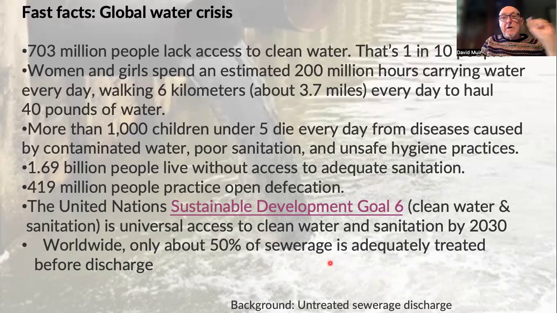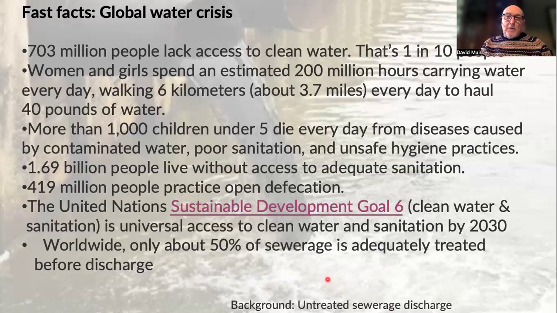So in looking at all of these problems, the United Nations has, through the Paris Accords of environmental agreements, largely concerned with global warming, set sustainable development goals for the planet. Sustainable Development Goal 6, which you can access through this link here, looks to provide clean water and sanitation to the whole population by 2030. Now you'll see that means a complete rethinking of many aspects of our lives in order for this goal to be achieved. Because currently, worldwide, only about 50% of sewage is adequately treated before discharge.